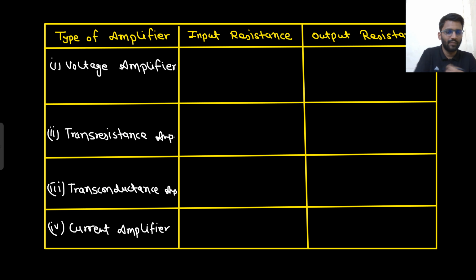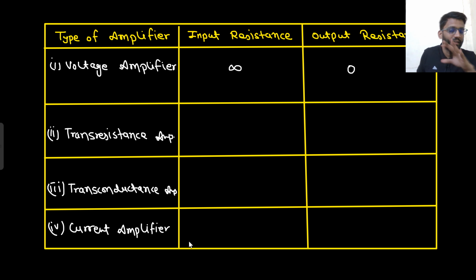You just need to think in the brain. Okay, so voltage amplifier, what will it do? It will convert the voltage into voltage only. What should be the input resistance? Rin should be as much as possible, so input resistance should be infinity. What about the output resistance? Output should not eat up any voltage. R0 should not eat up any voltage, so maximum amplified portion should be going towards the output only. So output resistance should be 0. What about transresistance amplifier? Transresistance, output will be voltage, input will be current.